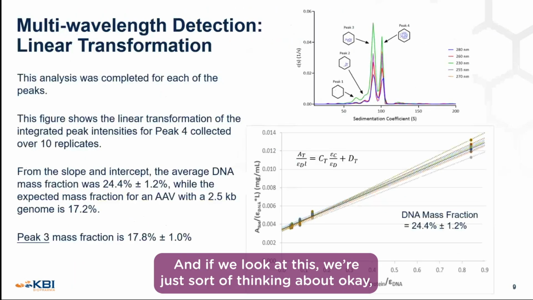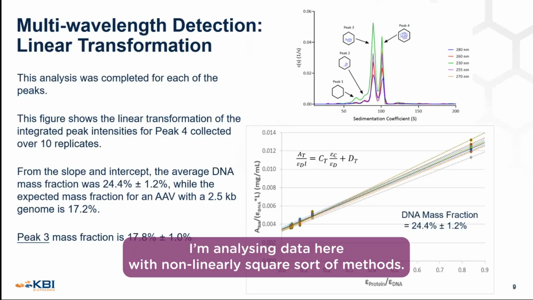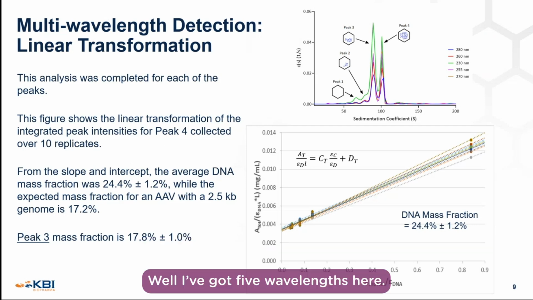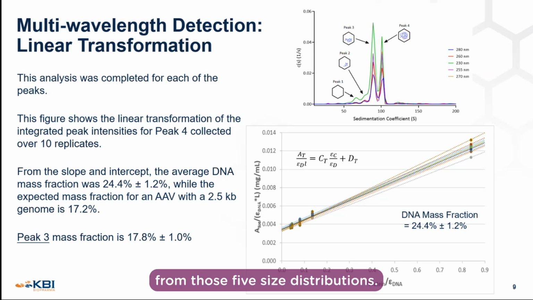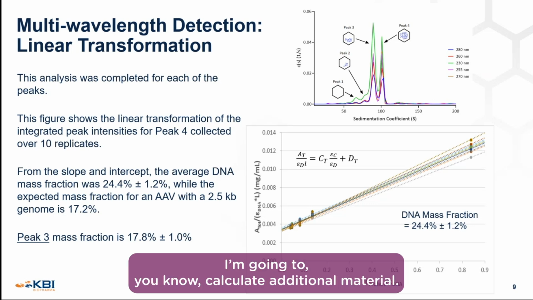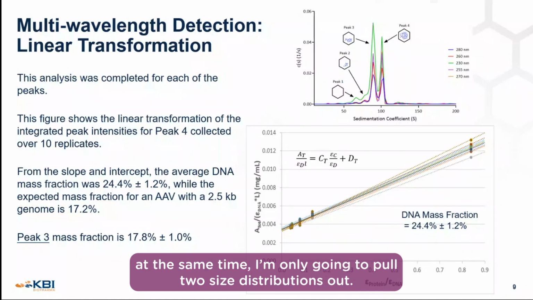And if we think about this, I'm analyzing data here with nonlinear least squares sorts of methods. Well, I've got 5 wavelengths here. That means I have to calculate 5 size distributions, and from those 5 size distributions, I'm going to calculate additional material. On the other hand, if I can analyze all 5 of these wavelengths at the same time, I'm only going to pull 2 size distributions out.